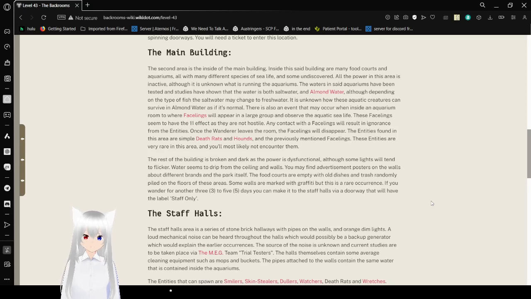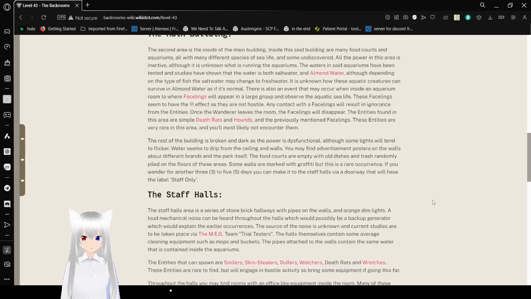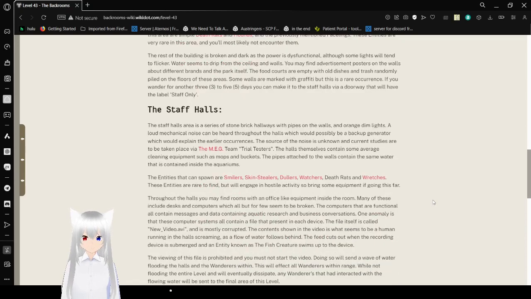The entities found in this area are simple death moths and hounds, and the previously mentioned facelings. These entities are very rare in this area, and you'll most likely not encounter them. The rest of the building is broken and dark, as the power is dysfunctional, although some lights will tend to flicker. Water seems to drip from the ceiling and walls.